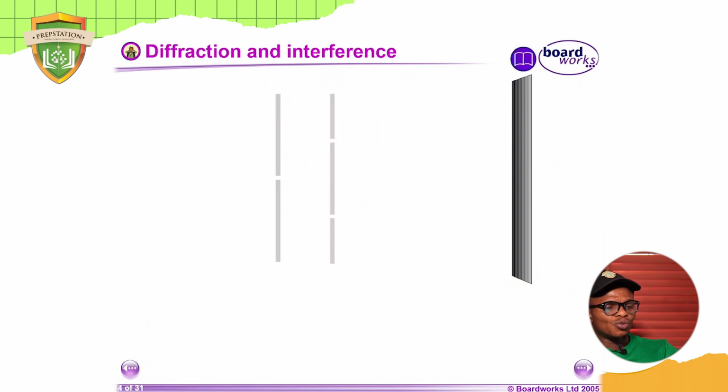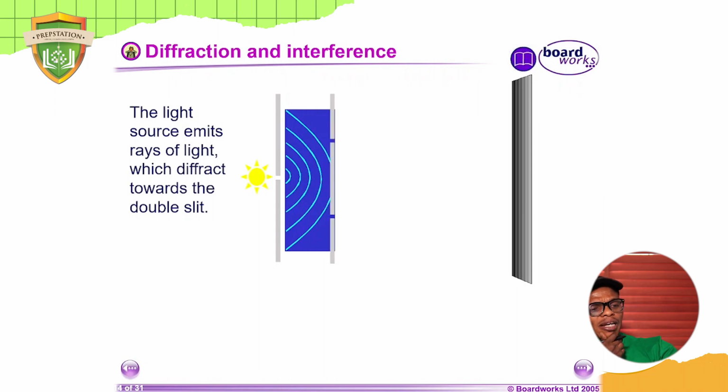Now, diffraction and interference. Look at that now, see what is happening. This diagram illustrates what I've explained here. The source of light is one. This yellow symbol represents the light source. Now, the first opening here is the first slit. The first slit is to create a narrow light, a single light.